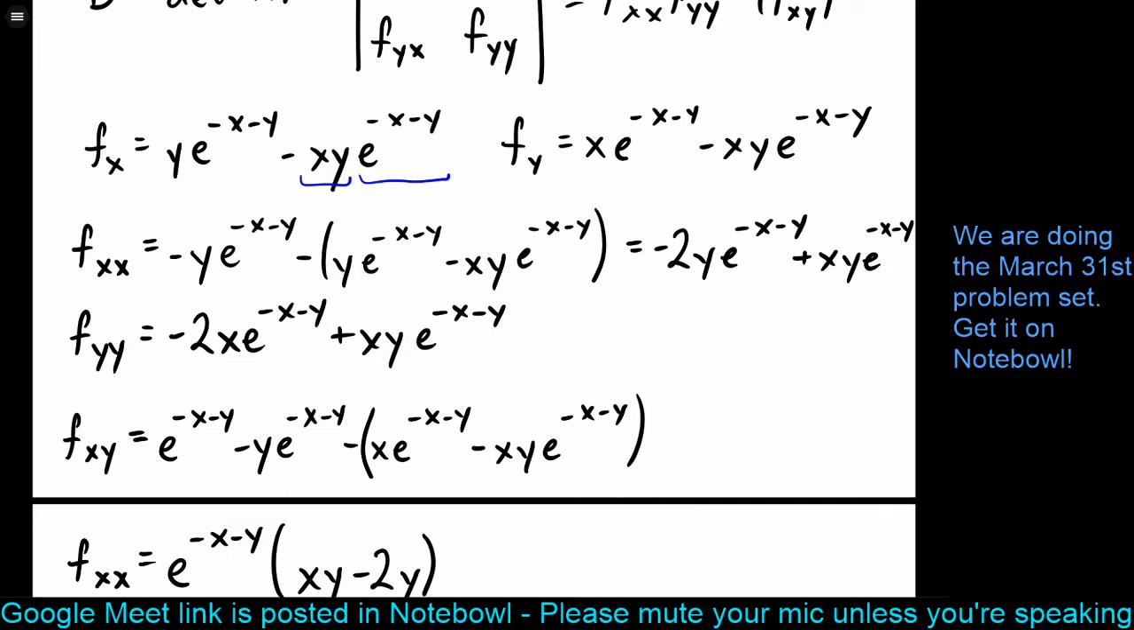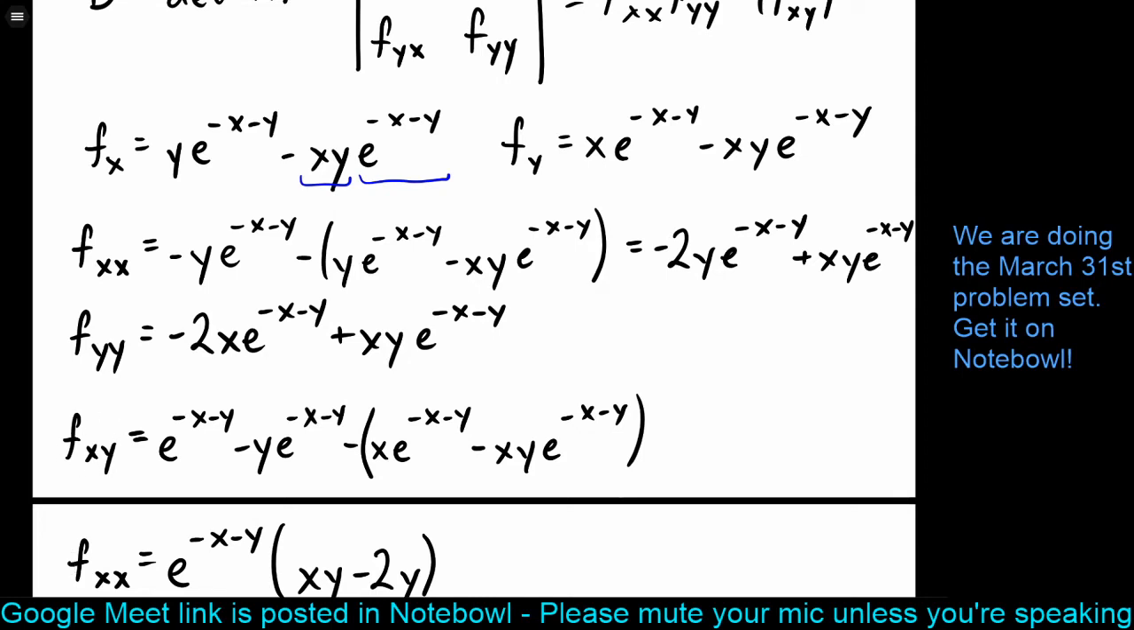For yy, it's just going to be the derivative of fy with respect to y. And then fxy, here I did it as the derivative of fx of this one with respect to y. So you would need a product rule on both parts. You could also, since this is a nice enough function, if you wanted, take fy and do the derivative with respect to x. Just as long as you mixed which derivatives you did, that's all that matters for this one.